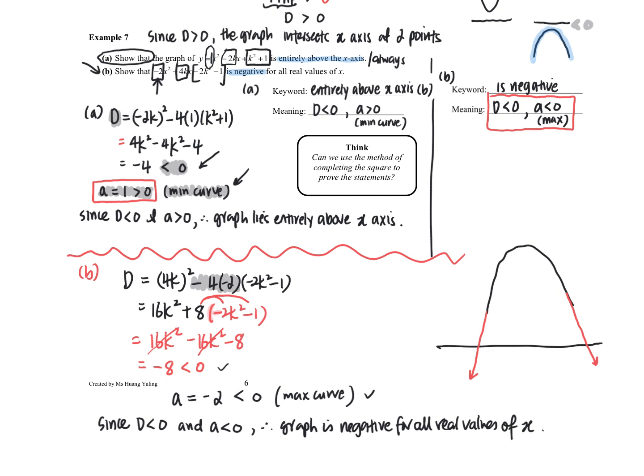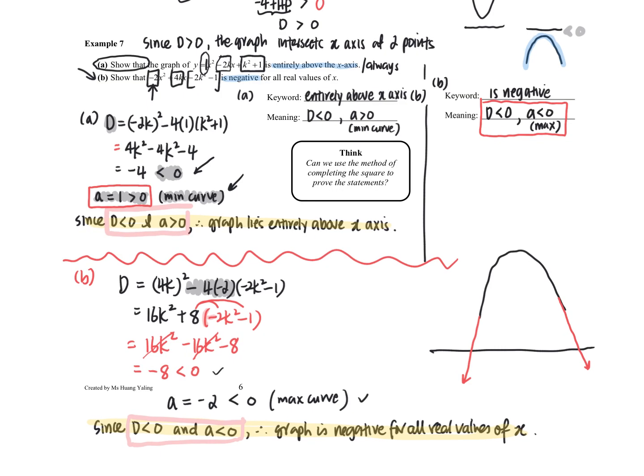Okay, always need to have a concluding statement. Okay, but the idea is these two must be there. So this subtopic will have proving somewhere. Ask you to show, explain, prove. Okay, but you always bring in the discriminant.